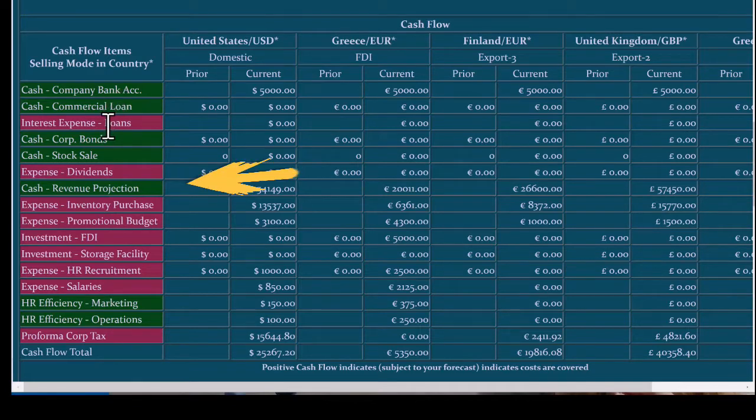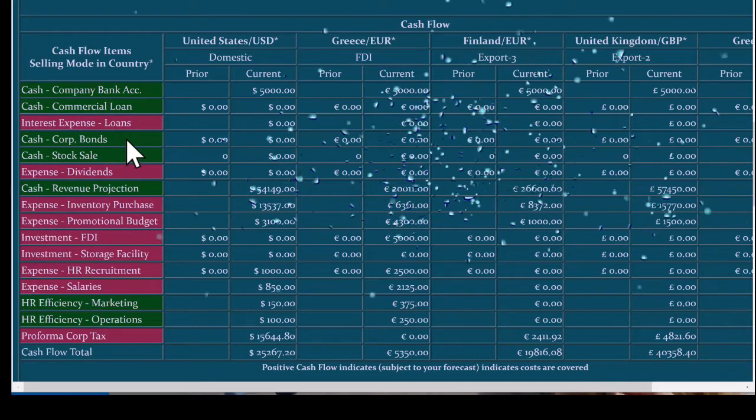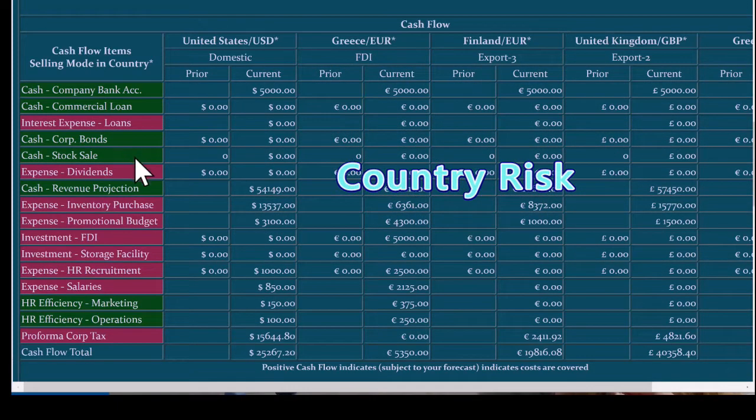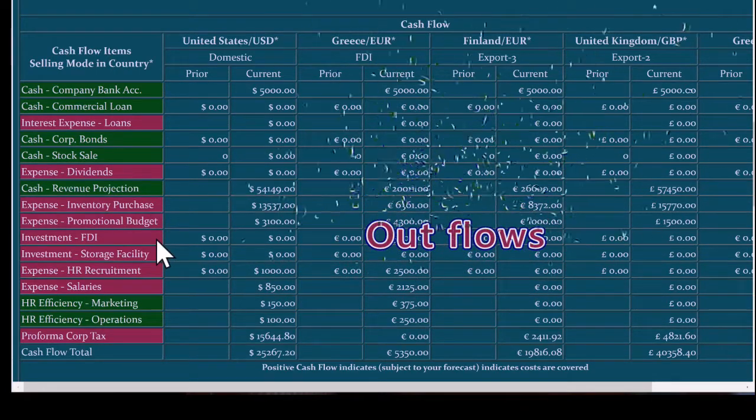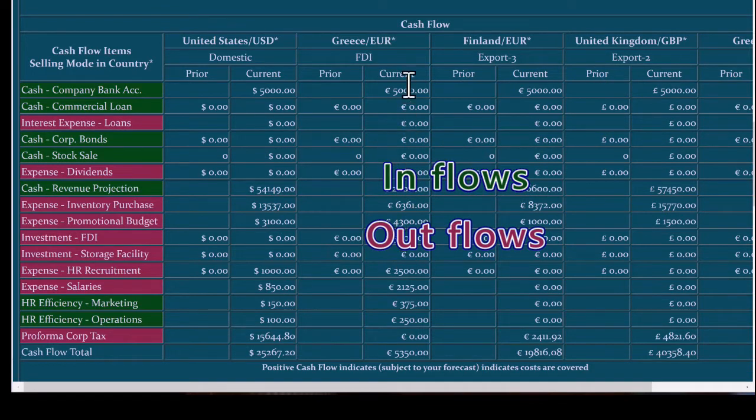The other element to understand is that there is a country risk. Going back to the economic parameters, a finance manager needs to be aware of the country risk associated with the country, the potential that the corporation could lose all of its assets. Basically, the items in green on this cash flow are inflows, cash coming in, and the items in red are the outflows. For example, the pro forma corporate tax is merely an estimate. We're not sure exactly what the profit is going to be in the respective country, but we can estimate based on the projections that we see.